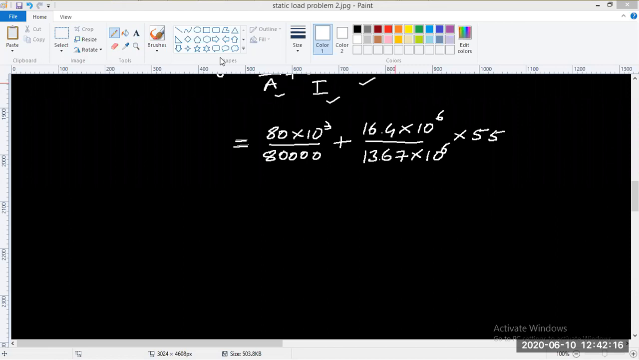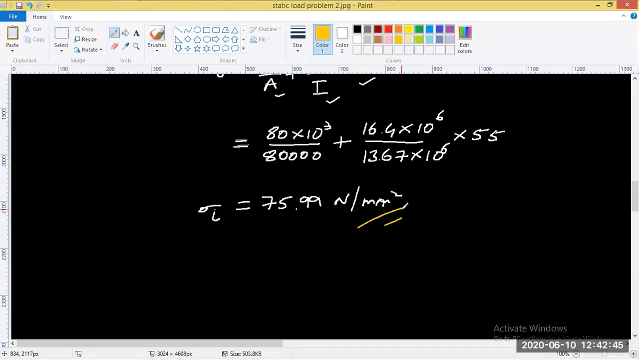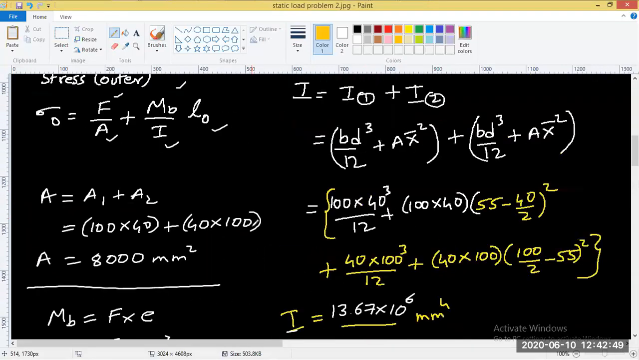Okay, so you calculate this, you get sigma I, the stress in inner fiber, as 75.99 Newton per mm square. So this is one part of the answer, 75.99. Let's look at the second part now.